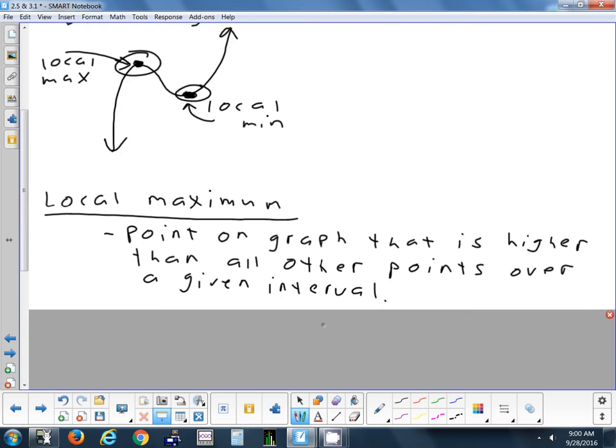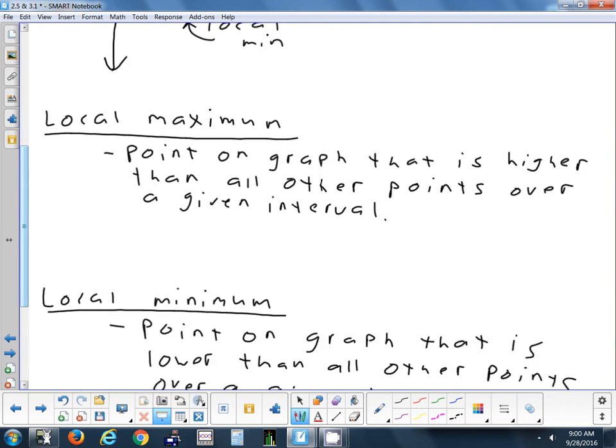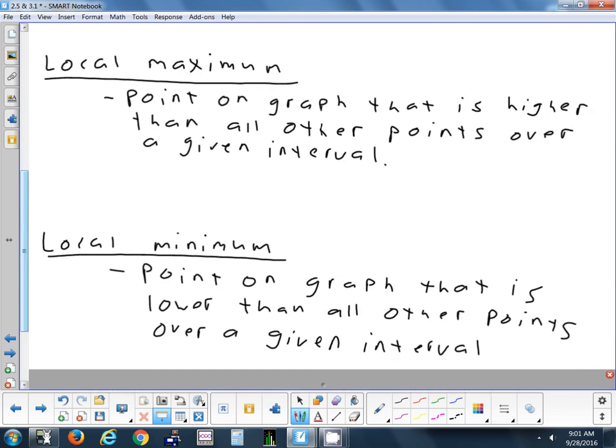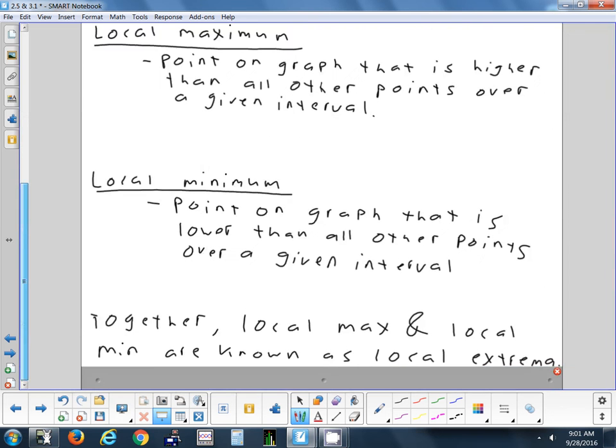So if you need to write that, you can, or if you understand, a local max is just a point that's higher than everything else around it. A local minimum is a point that's lower than everything else around it. And together, your local mins and maxes are called local extrema. So if you see a problem that says find all local extrema, that just means find all the local minimums and maximums.